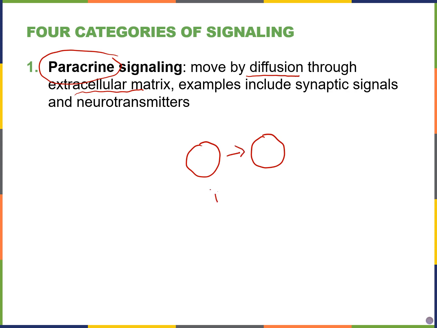So this will be a type of intercellular signaling between 2 different cells or 2 or more different cells. And these examples include synaptic signals, such as from a neuron to another neuron or from a neuron to a muscle, as well as the transmitters, the neurotransmitters that are the signaling molecules between the 2 types of cells.